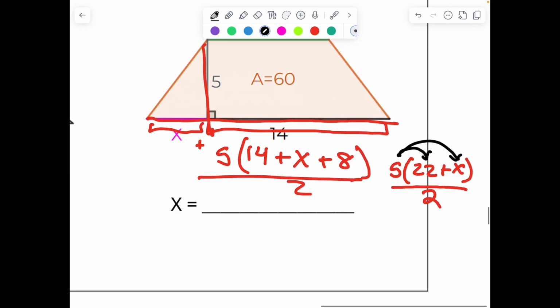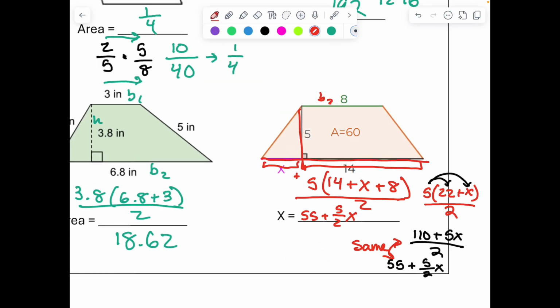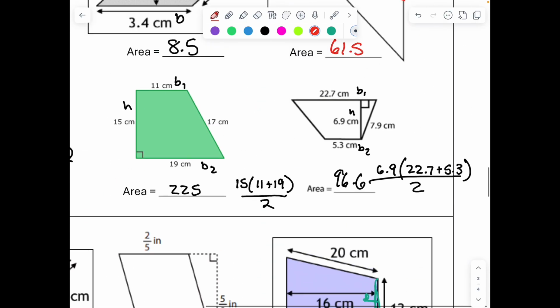Okay. Then we can distribute this 5 to both, so that we're going to have 110 plus 5x divided by 2. We could divide both of these by 2 if you wanted to separate these out. So we could do 110 divided by 2 is 55, and then 5 over 2x. You could write these either way. These are the same thing, just different ways of writing them. So that is our answer, 55 plus 5 over 2x for our area.